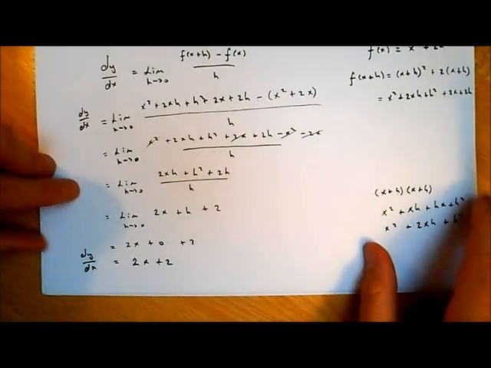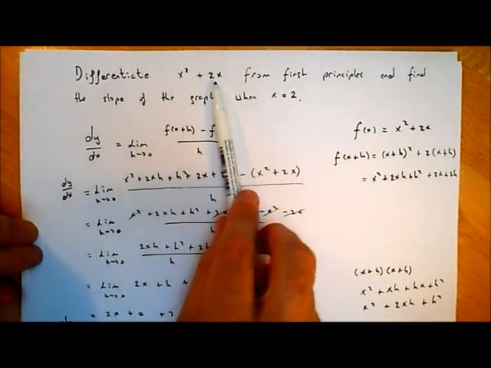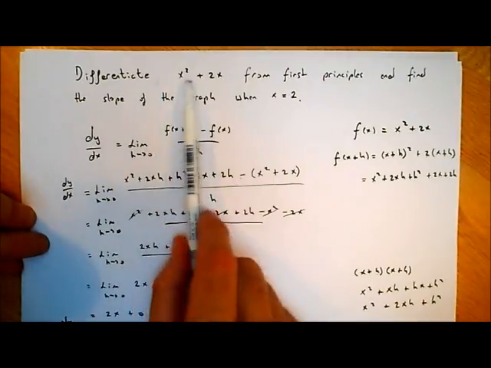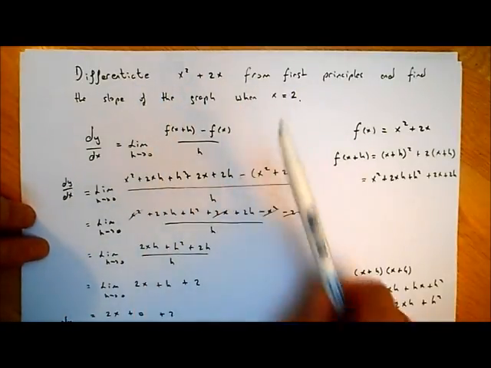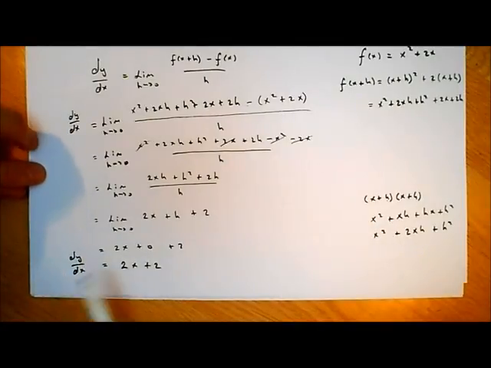So the first part of the question said, differentiate x squared plus 2x from first principles. That just means find a formula for the slope of the curve, which we have done, because we've ended up with dy over dx, which is the slope of the curve.